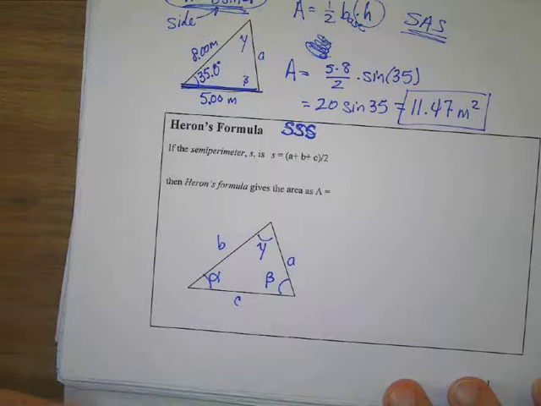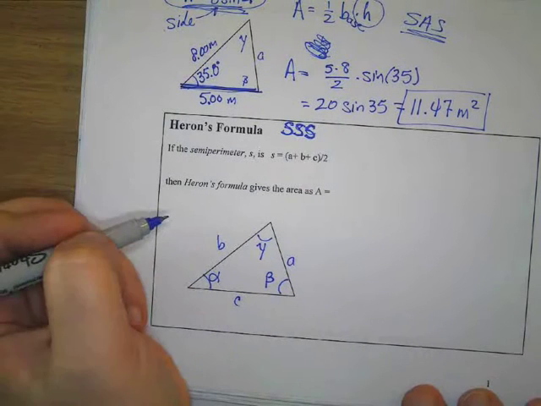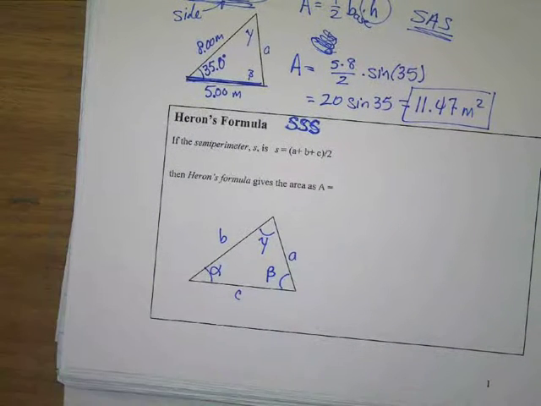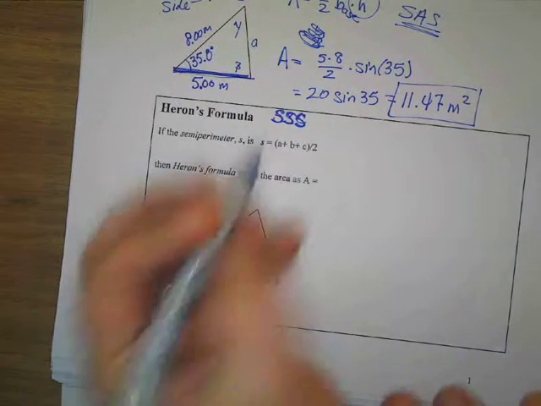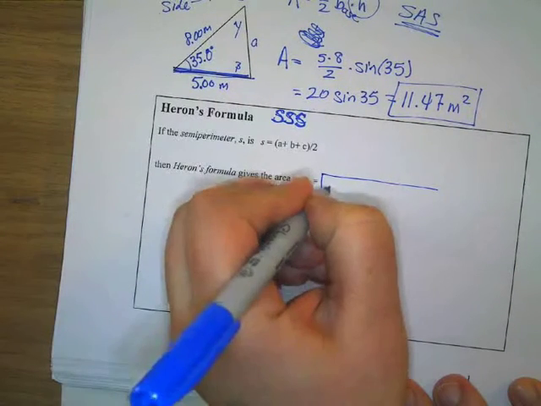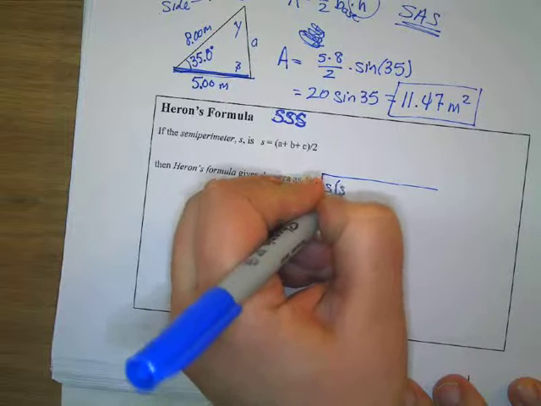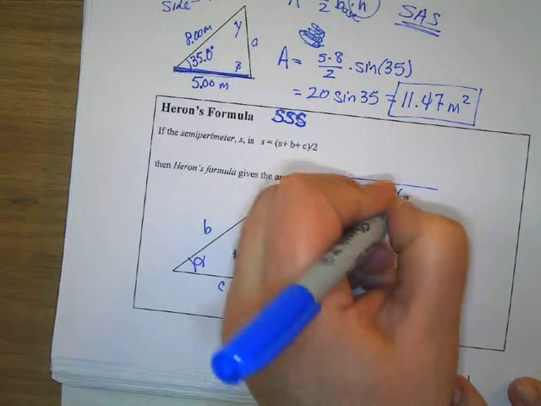I'm going to believe it. Everybody else in the world does too, so here we go. Once you find the semi-perimeter, here's how you find the area of a triangle. We're not finding height, we're not finding any of that. This guy was brilliant. So what you do is take the square root of the semi-perimeter times (semi-perimeter minus A) times (semi-perimeter minus B) times (semi-perimeter minus C).